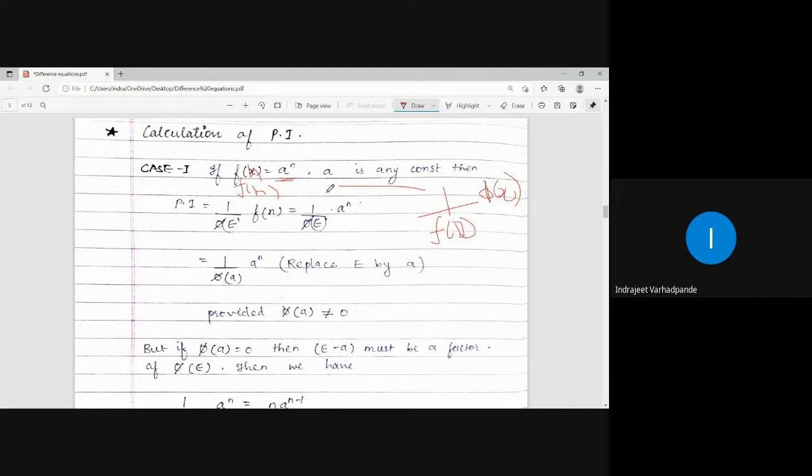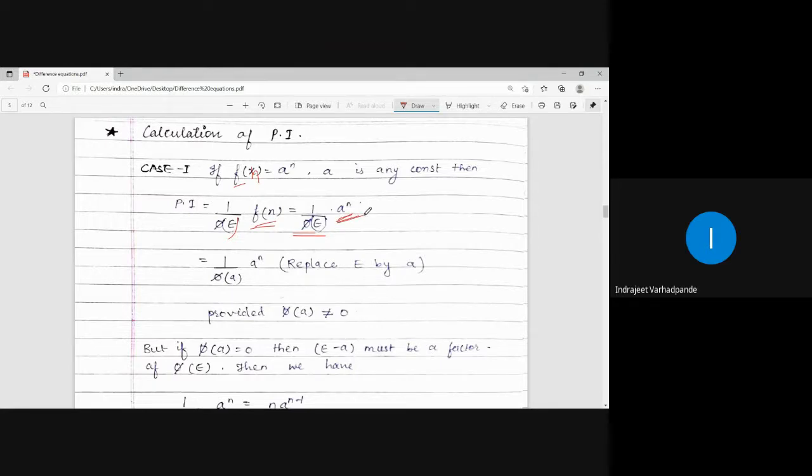But here the case number 1 is f of n equal to a to the power n. So what is a? A is any arbitrary constant. So what will be the RHS? RHS will now be a to the power n. Then the definition of PI becomes 1 upon phi of E multiplied by f of n, that is 1 upon phi of E multiplied by a to the power n. So whenever we convert the given difference equation into the shift operator form, that is E, it will be 1 upon phi of E multiplied by the RHS, that is a to the power n.